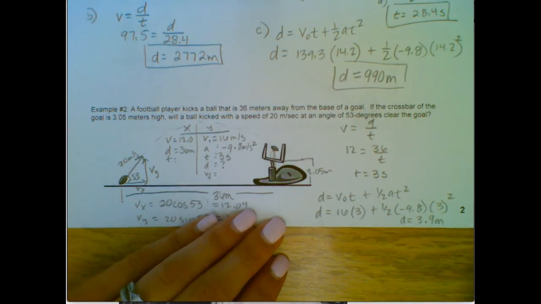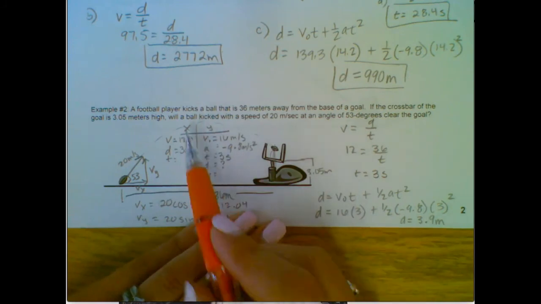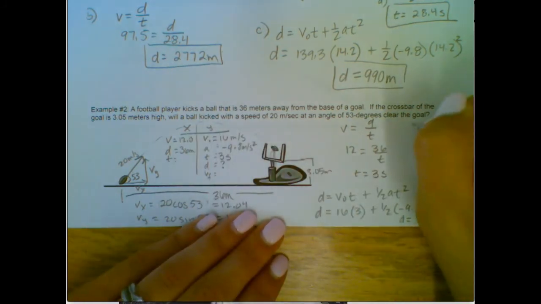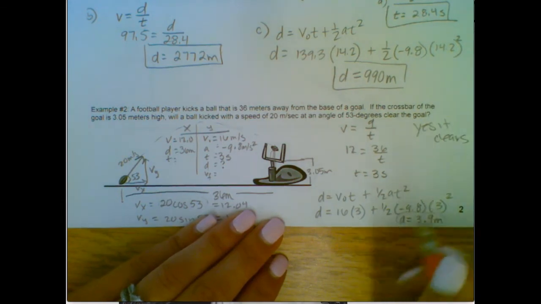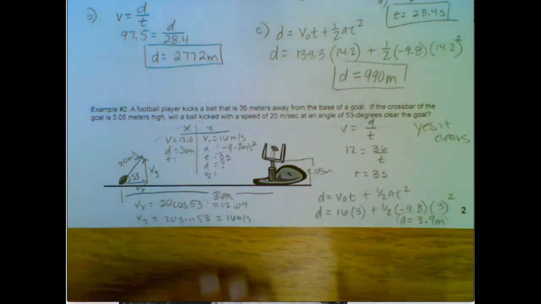meters. And so we can say, yes, it does clear. And we know because 3.9 is higher than 3.05. Okay.